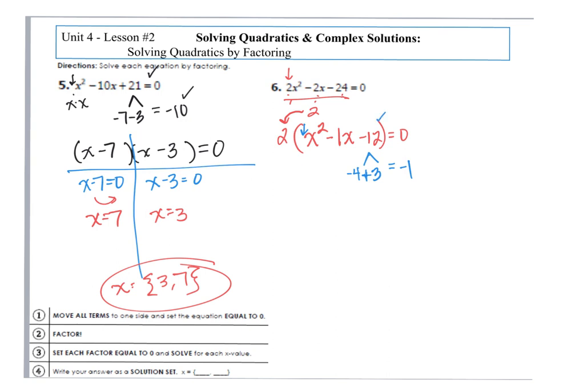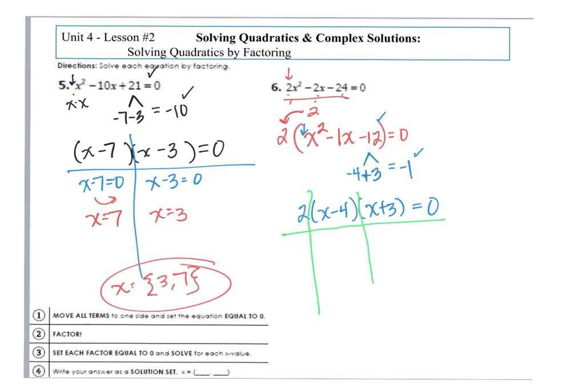Again, they multiply to negative 12. Negative 4 plus 3 is also negative 1. It fits our puzzle both ways. So we're going to drop this down into factored form. We have 2 times x minus 4 times x plus 3, and this is all equal to 0. Now technically we have 3 sets of factors here, right? 2 is a factor, x minus 4 is a factor, x plus 3 is a factor.